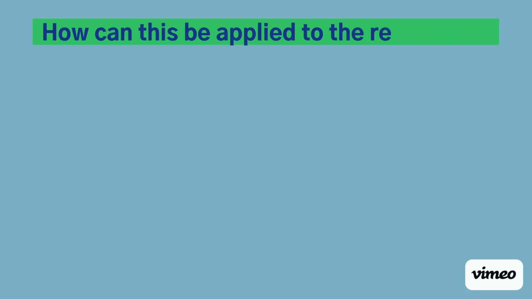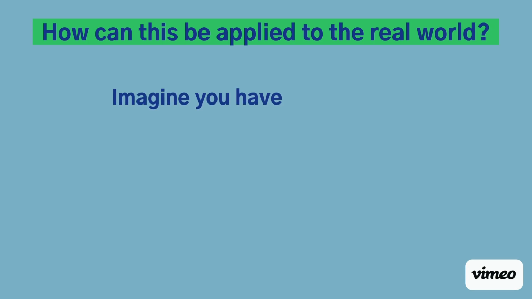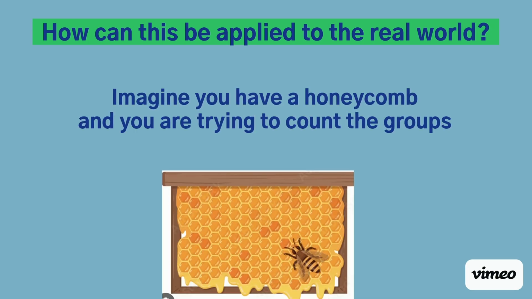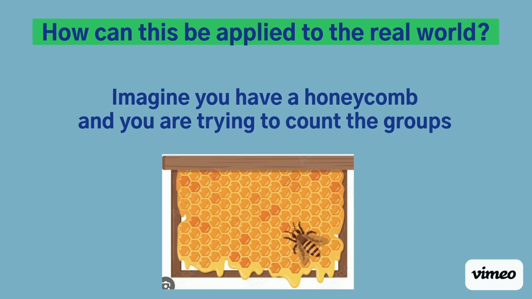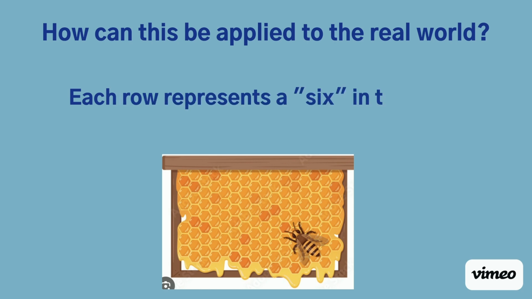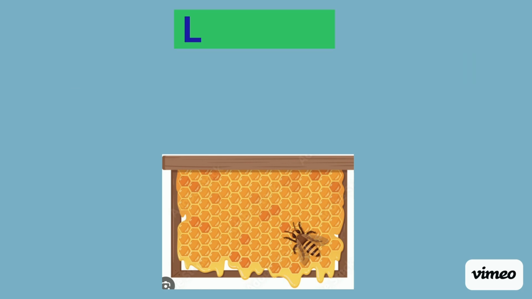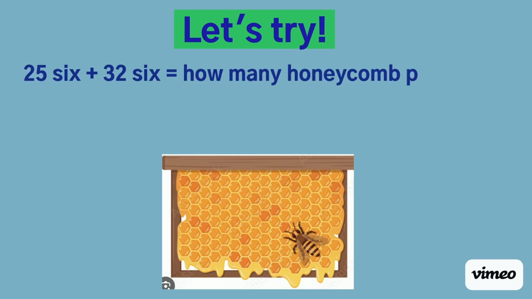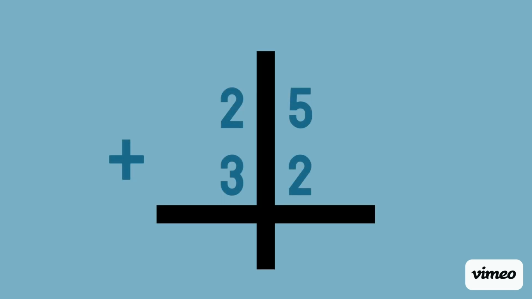How can this be applied to the real world? Imagine you have a honeycomb and you're trying to count the groups. Each row represents a 6 in the base 6 system. Let's try. 25 in base 6 plus 32 in base 6 is how many honeycomb pieces?